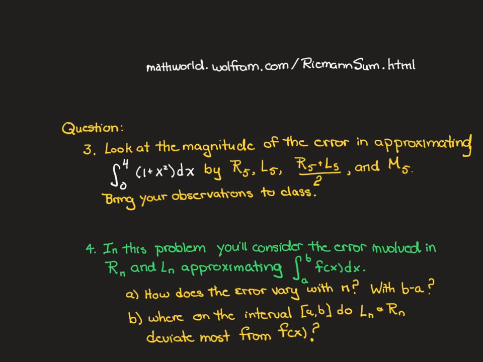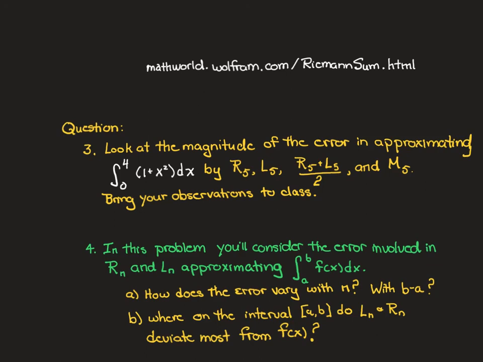And bring your observations to class. Which are the closest? Which are the furthest? Are L5 and R5 off by about the same amount? The average is better. Is it as good as M5? If not, how much worse or how much better?